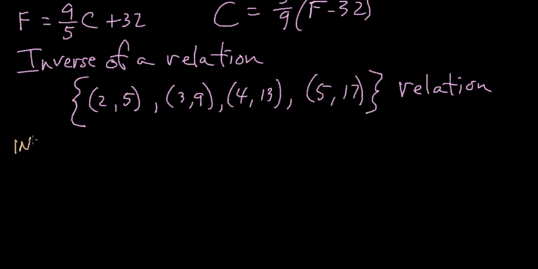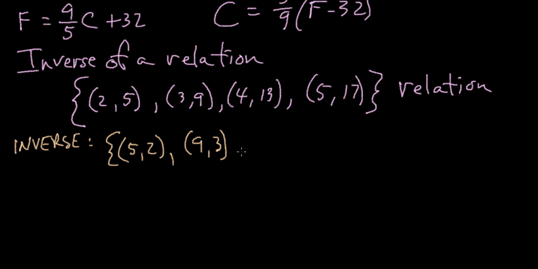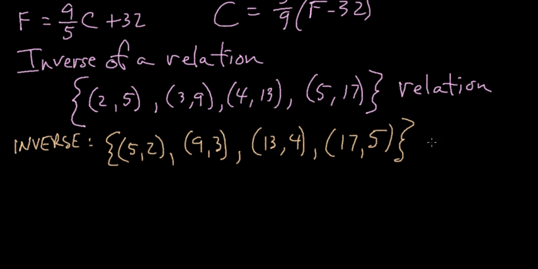Well, the inverse is real simple. Watch. 5, 2, 9, 3, 13, 4. And what do you suppose this is going to be? Yes, 17 and 5. So this is the inverse of this relation, okay? You notice all I did was swap x and y. I swapped the input variable and the output variable.